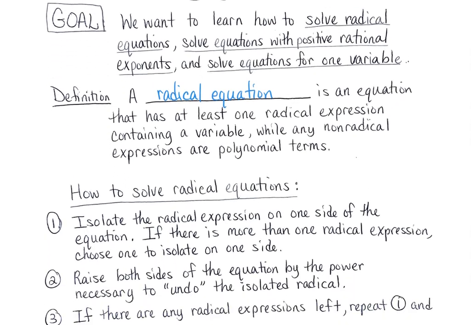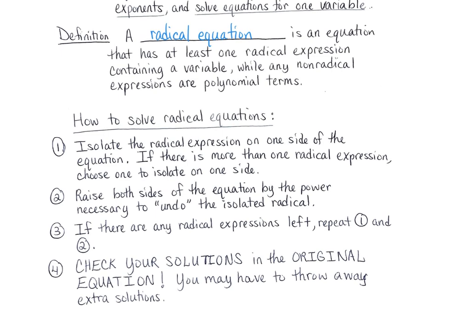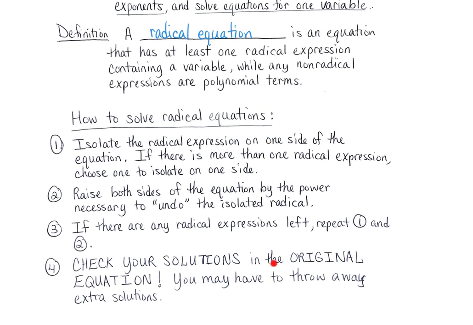So let's talk about how to solve radical equations. This is the process. First, you want to isolate the radical expression on one side of the equation, if it's possible. If there's more than one radical expression, choose one to isolate on one side. This just says we want to get the radical expression on one side by itself if possible.